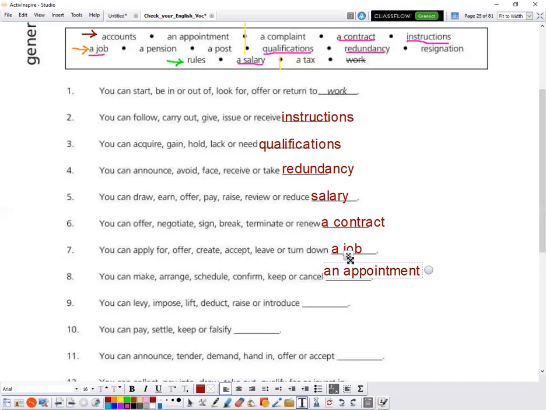Next. You can levy, impose, lift, deduct, raise, or introduce. Relates to money, in the last line. Tax? Yes, a tax.